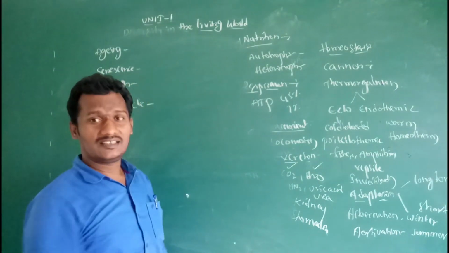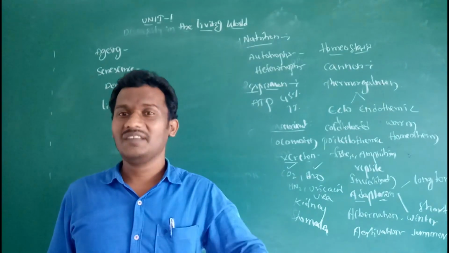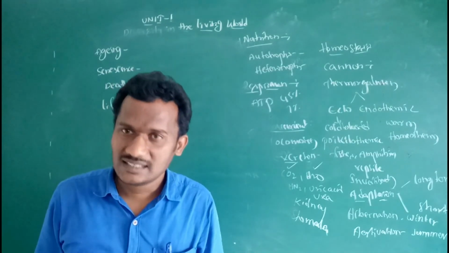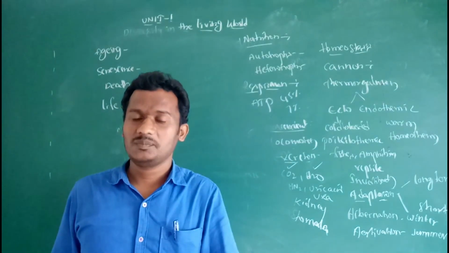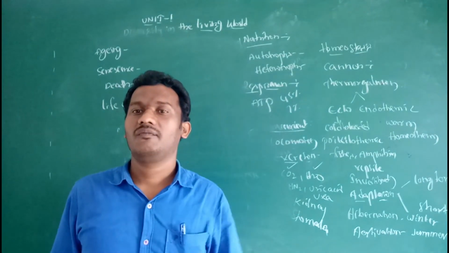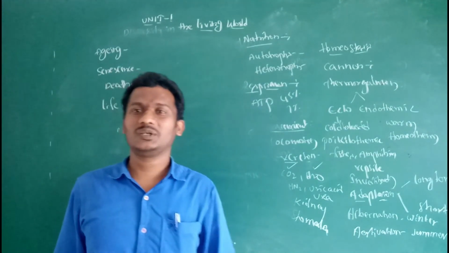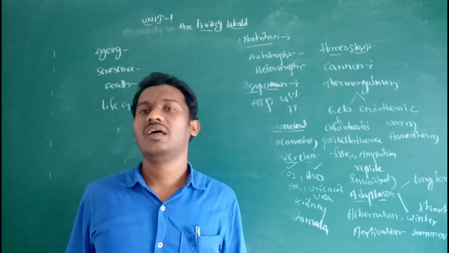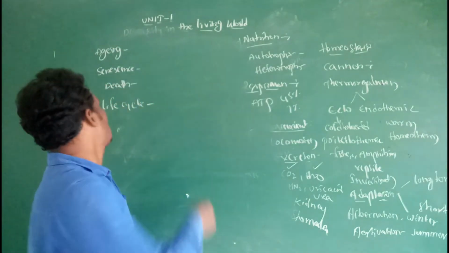Next one, senescence. So senescence means permanent, irreversible aging in body parts of an organism. This is known as senescence. So senescence leads to death of an organism. Senescence means permanent irreversible aging takes place in structure and function of body parts of an organism. So senescence generally leads to death of an organism, or senescence takes place at the end of the reproductive cycle of an organism.